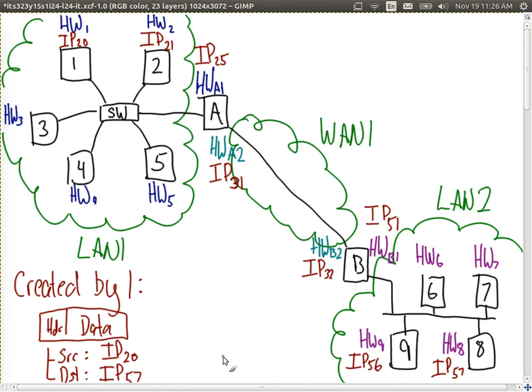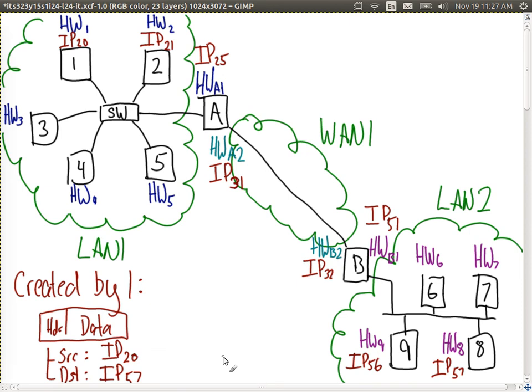We will send to A, and A will look at the destination. Destination is 57, and A will have a routing table that says to reach IP address 57, which is computer 8, send to B. It'll send this datagram on to B. B will have a routing table that says, all right, computer 8 is on this LAN, so send it direct, and we'll send it to computer 8. And that will receive the data.